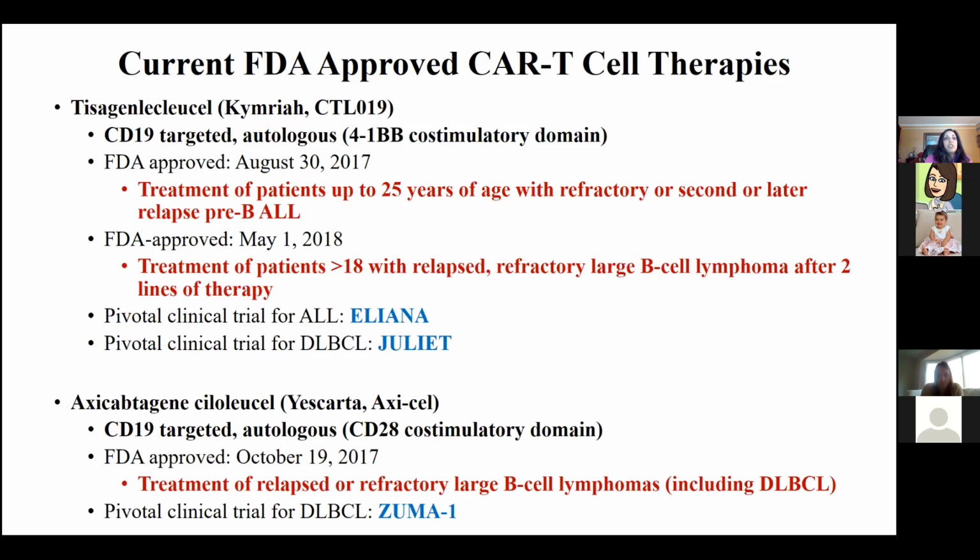The next one that's commercially available is axicabtagene ciloleucel, or Yescarta. This is also a CD19-targeted autologous CAR T-cell product. However, it differs from Kymriah in that it has a CD28 co-stimulatory domain, which is associated with rapid expansion. So once these cells are infused in the patient, we typically see peak expansion within 2 to 3 days. That possibly is why Yescarta seems to be more toxic than Kymriah. The rates of both cytokine release syndrome and ICANS, or neurologic toxicity, are much higher with Yescarta than with Kymriah. However, the response rates are also higher in diffuse large B-cell lymphoma for this drug. This approval was also based on a phase 2 trial called Zuma-1.